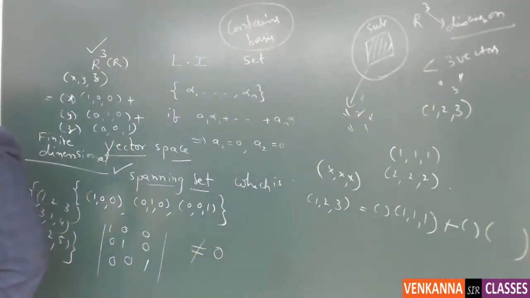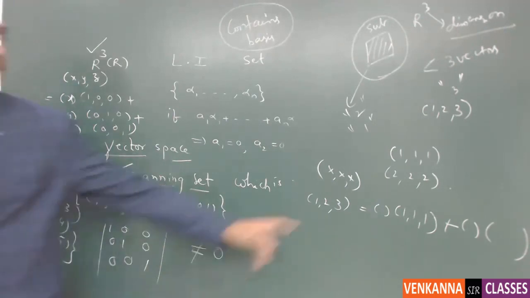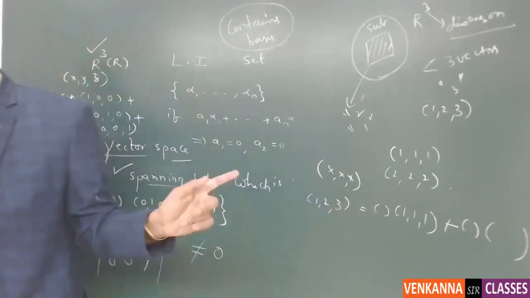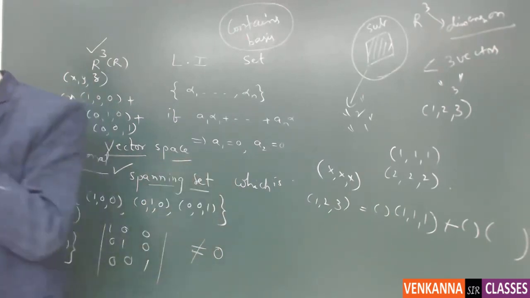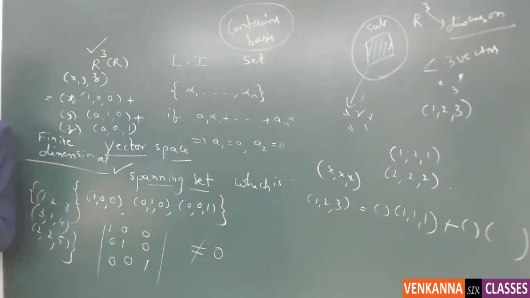Not only 1, 2, 3; as far as you are taking different values in R cube, you need different vectors here. The maximum possibility is 3. In one way you can say that yes, it is a subspace, exactly. It is a subspace.